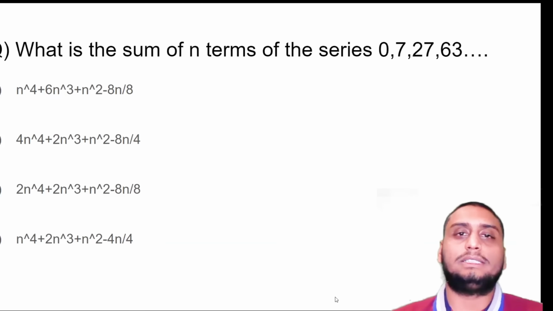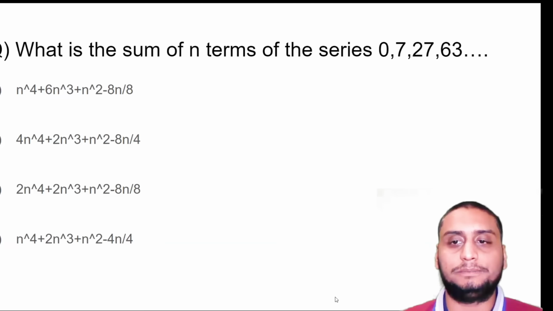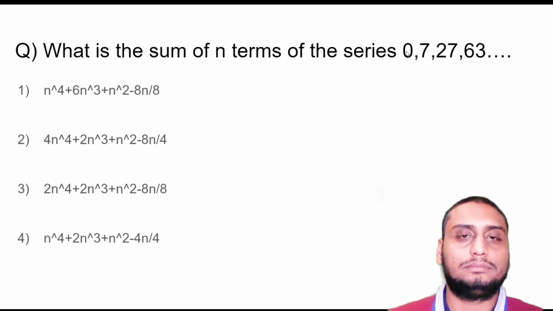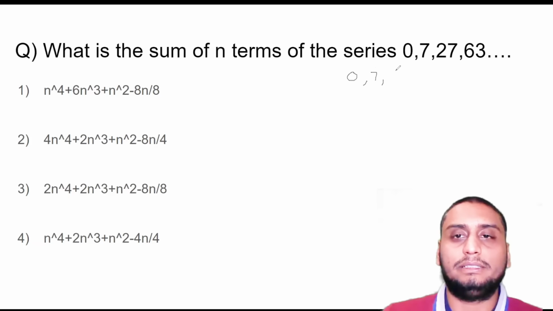So you have to find the sum of n terms of this series. Sorry, there is one typo, I guess. One second, I am just editing that. So the third term is 26 rather than 27. So the series is 0, second term is 7, third term is 26, next term is 63, and so on.